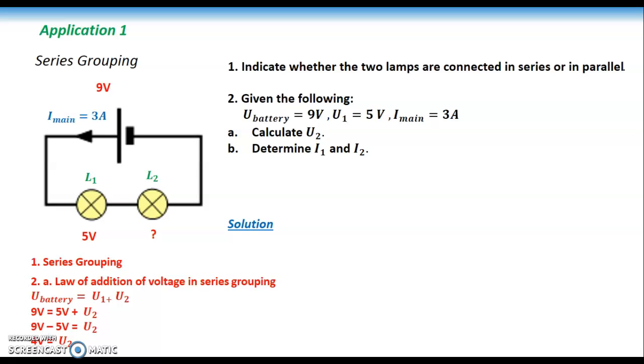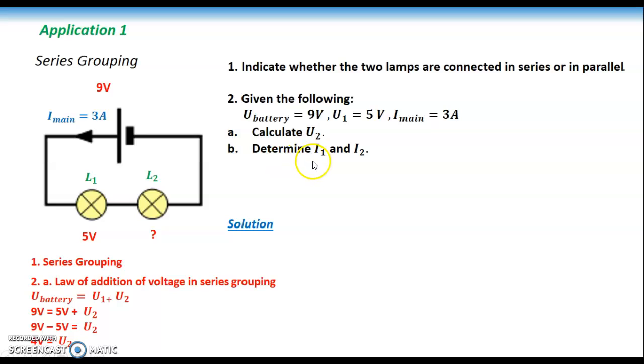2. Calculate U2. U2 is the voltage across the second lamp. So U is the symbol of voltage and U2 is the voltage across the second lamp. U battery is 9 volts. U1 is 5 volts. So what is the relation between U1, U2 and U battery? By law of addition of voltage in series grouping, U battery equals U1 plus U2. 9 volt equal 5 volt plus U2. Bring 5 to the other side, it becomes minus 5 volt. Then U2 is equal to 4 volt.